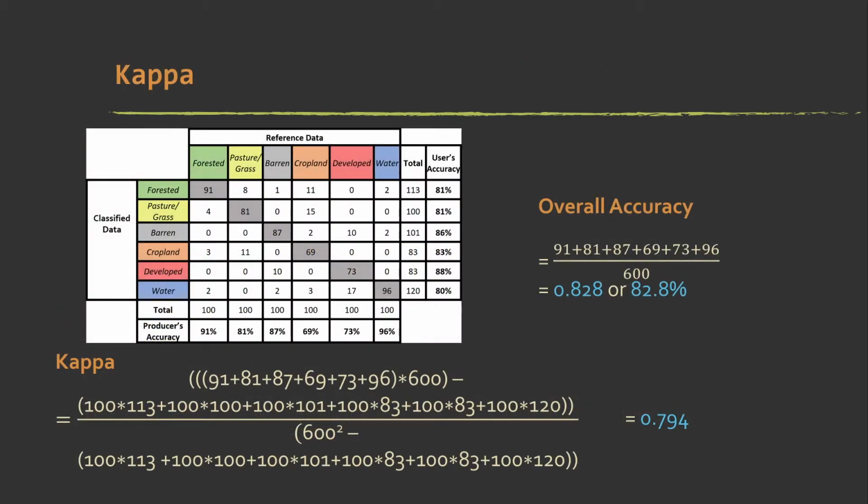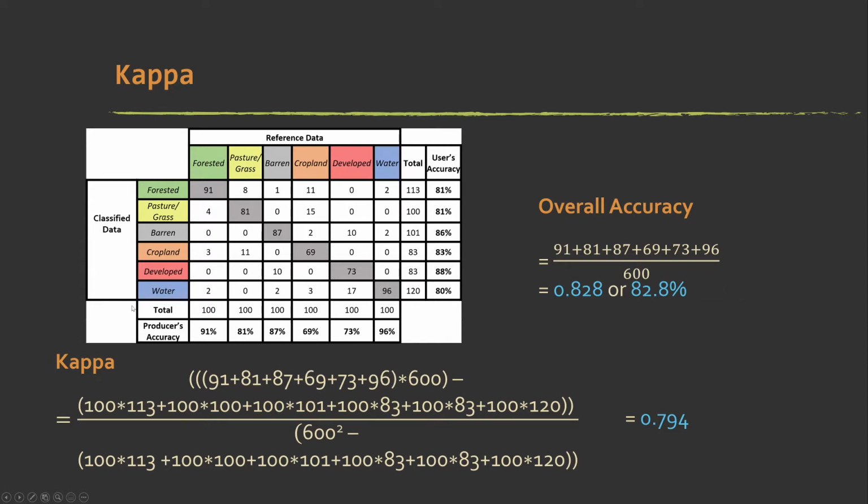Okay, so here's some examples. Here I just switched from the proportions to counts because it's a little easier. To get overall accuracy from this table, we'll sum up the diagonal: 91, 80, 81, 87, 69, 73, and 96. Divide by the total, which is 600, and that works out to 0.828 as a proportion, or as a percentage, 82.8%. So of our testing or validation samples, 82.8% were correctly classified.